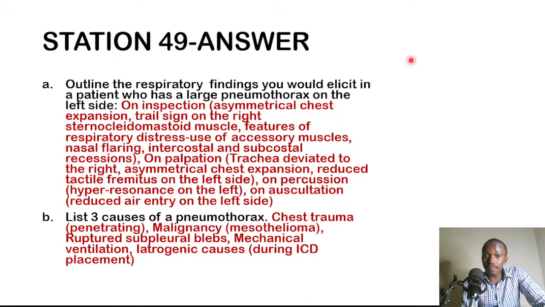I mean pneumothorax, not pleural effusion. Chest trauma, which is penetrating. Malignancies like mesotheliomas. Rupture of the subpleural blebs. You can sometimes have mechanical ventilation. Some iatrogenic causes, like for example during the placement of an ICD. Those are some of the causes of your pneumothorax.